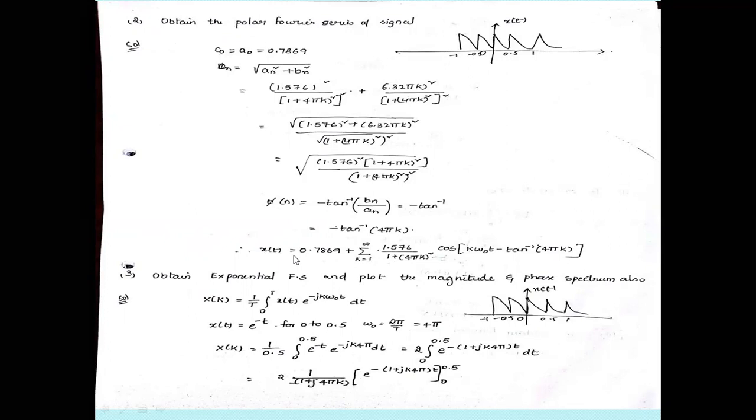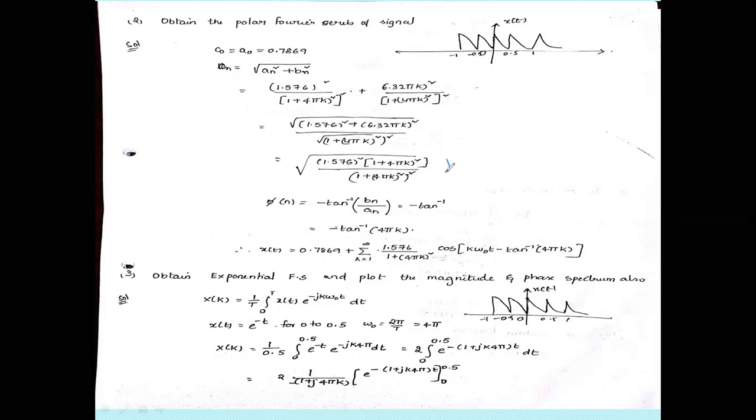x of t is equal to d of 0 plus sum of k equal to 1 to infinity d of k, which is the square root of a suffix k whole square plus b suffix k whole square, cos k omega naught t minus phi of k. I will show that.